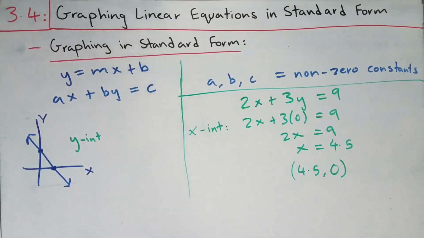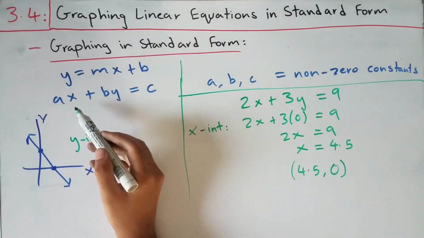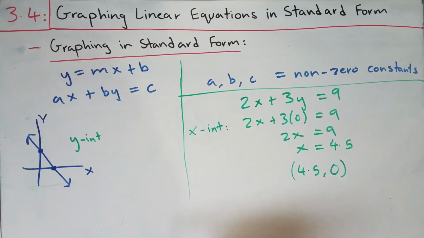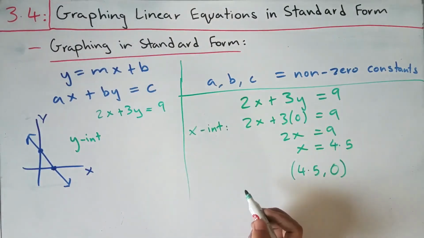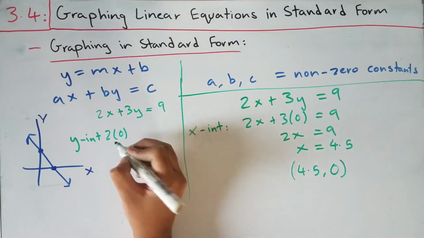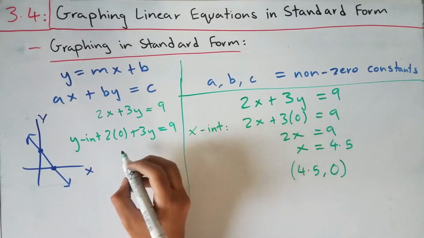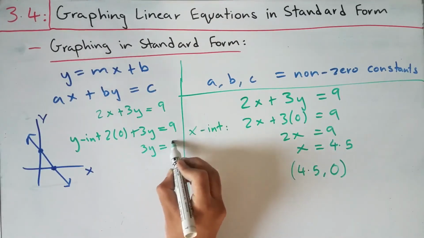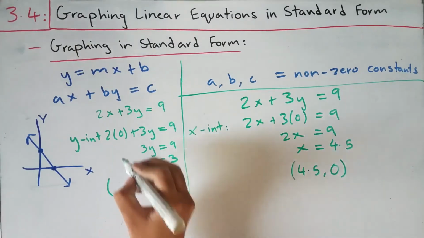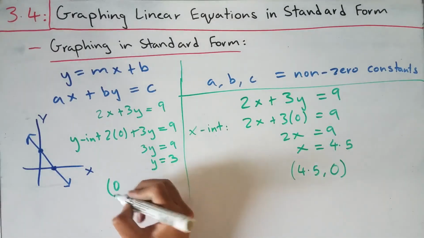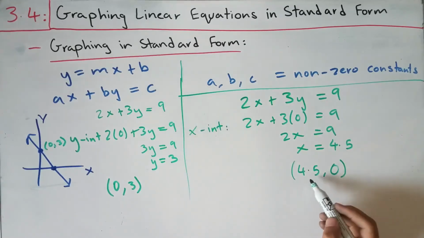To find the y-intercept of the linear function, we turn the term including the x, the ax, into 0. And the only way we can do that is by plugging 0 for the x. So our function is 2x plus 3y equals 9. To find the y-intercept, we plug in 0 for the x: 2 times 0 plus 3y equals 9. 2 times 0 is 0 because anything multiplied by 0 is 0. So we get 3y equals 9, and we can divide each side by 3, which gives us y equals 3. And since we plugged in 0 for the x, our x value for the y-intercept will always be 0, and our y value is 3, and our x-intercept would be (4.5, 0).